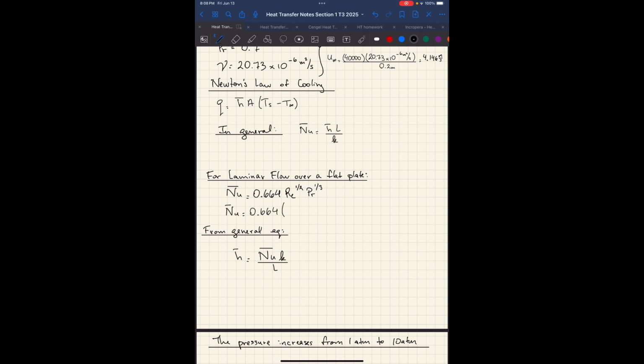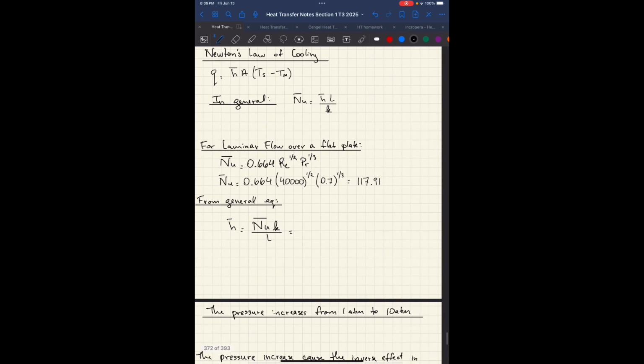Reynolds number was given. Prandtl number is 0.7. And this becomes 117.91. That's your Nusselt number. So from there, we can go back here and we can solve for h bar. So we go ahead and do that. So let's see what we get.